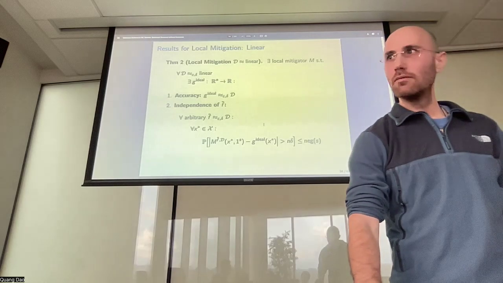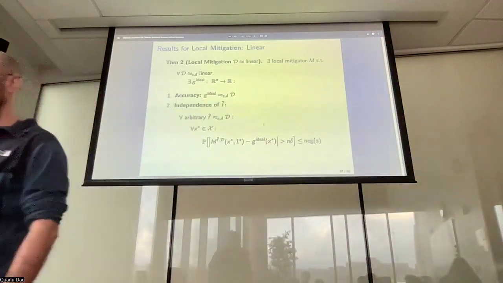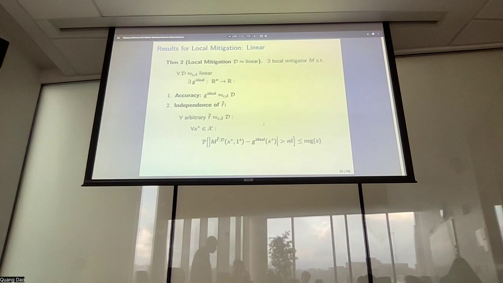In the theorem, do you have a specific formula for this g-ideal? Absolutely, yes. Well, g-ideal is just going to be the best linear classifier for this distribution. We say that there exists some affine function that is epsilon delta close to the distribution. Take that function. That will be your g-ideal.